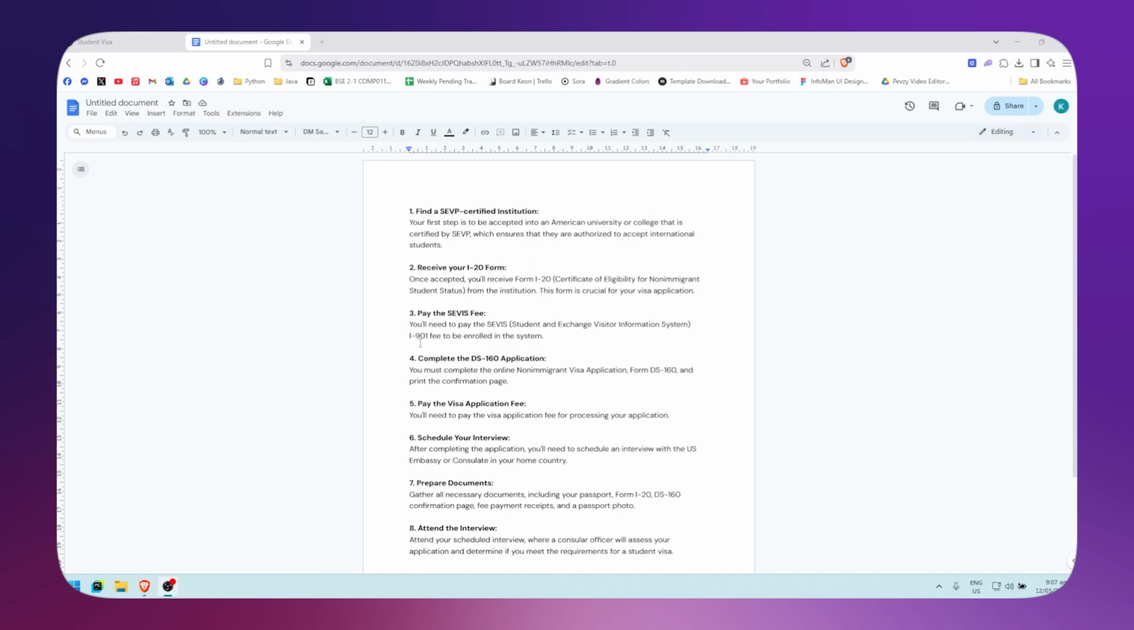Next is to pay the fees. You'll need to pay the SEVIS fee, which is the Student and Exchange Visitor Information System, and the I-901 fee to be enrolled in the system.